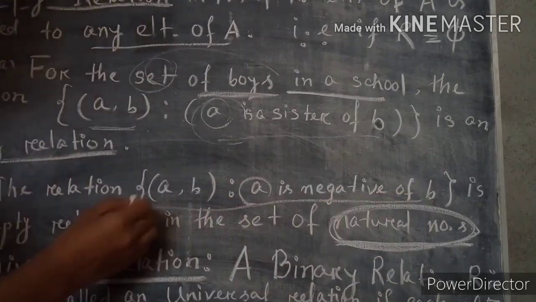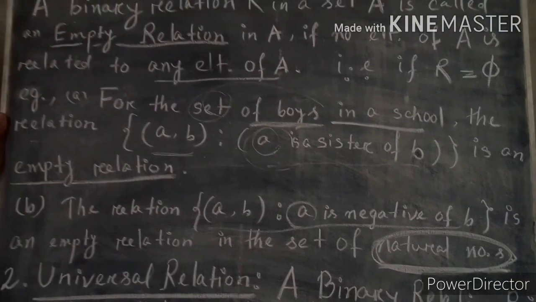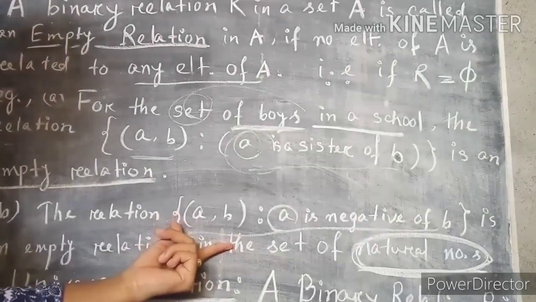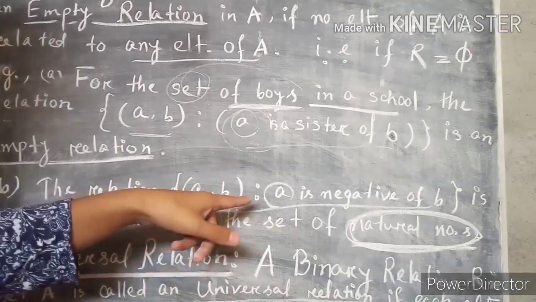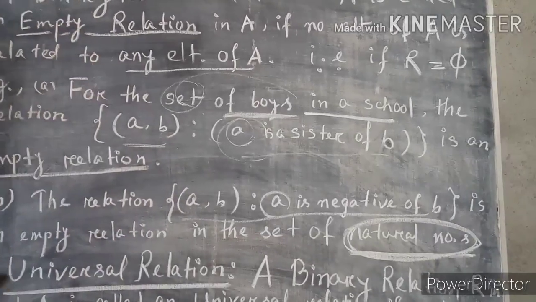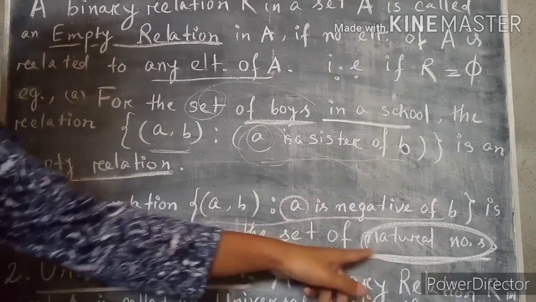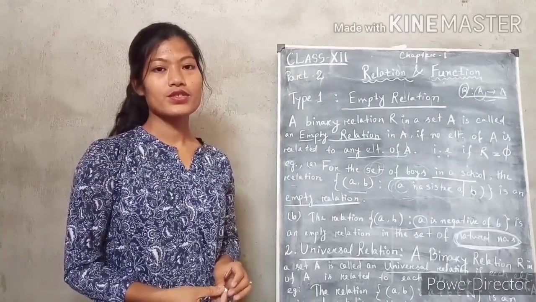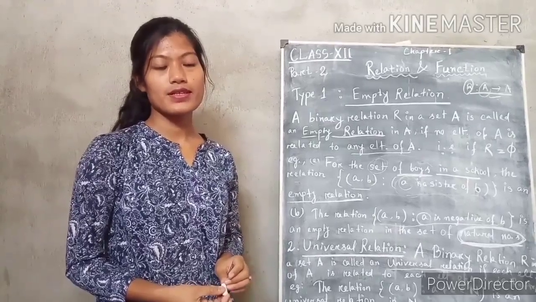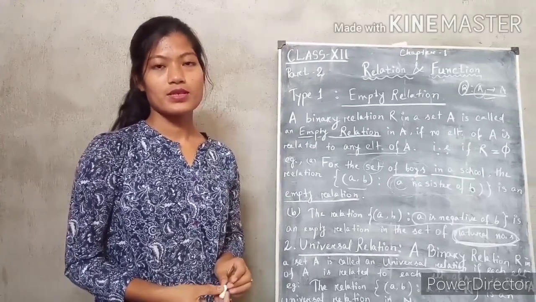So a is the negative of b: this relation contains no element. Therefore, the relation (a, b) such that a is the negative of b in the set of natural numbers is an empty relation. So guys, have you understood this? If you do not understand, then let me know in the comment section.